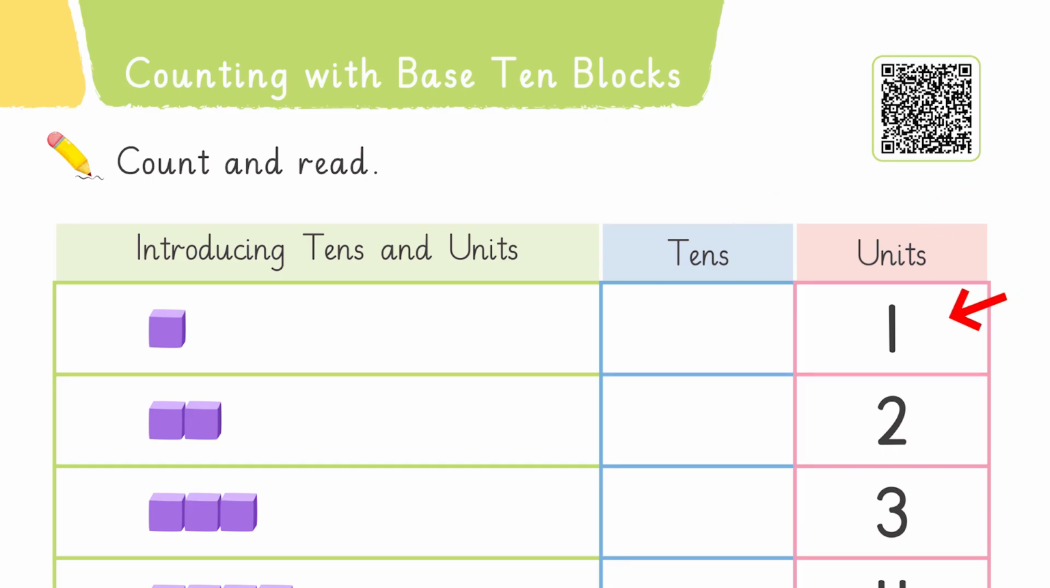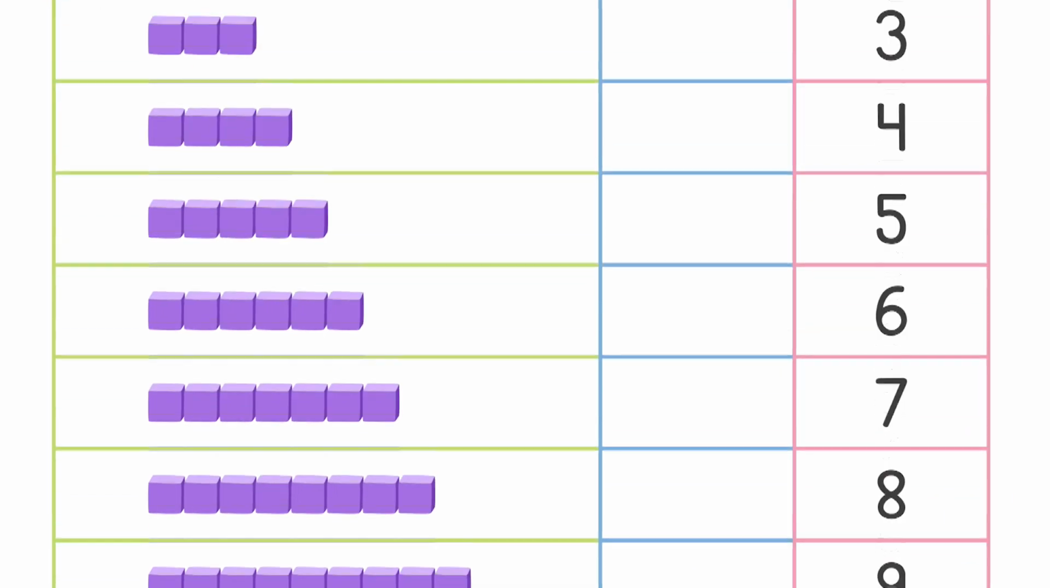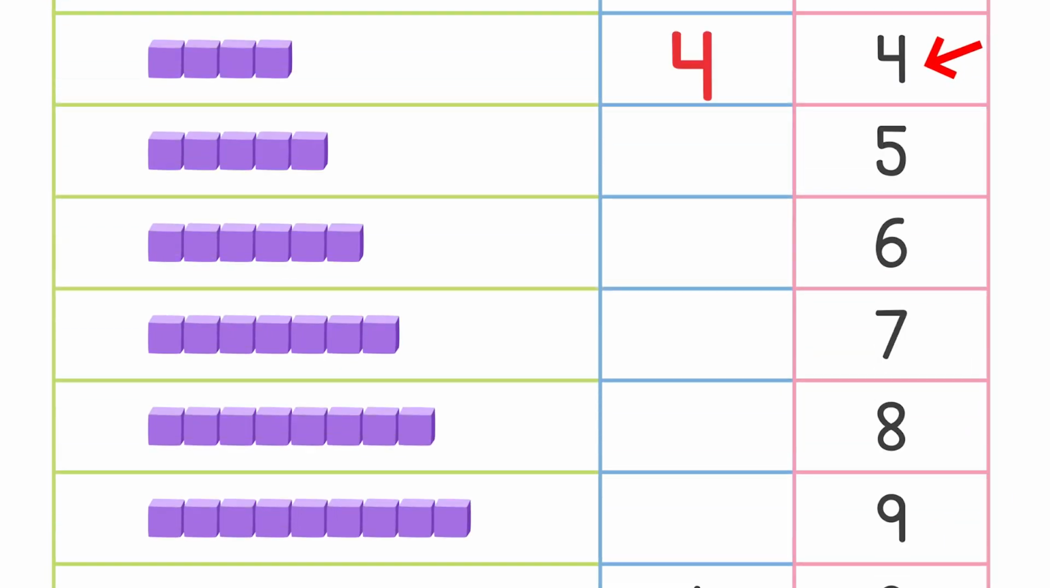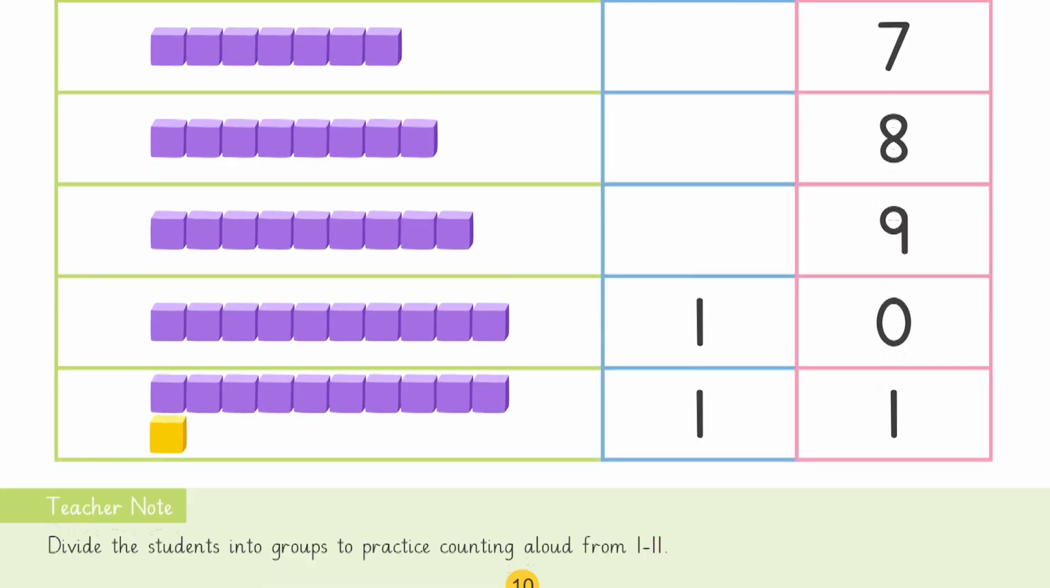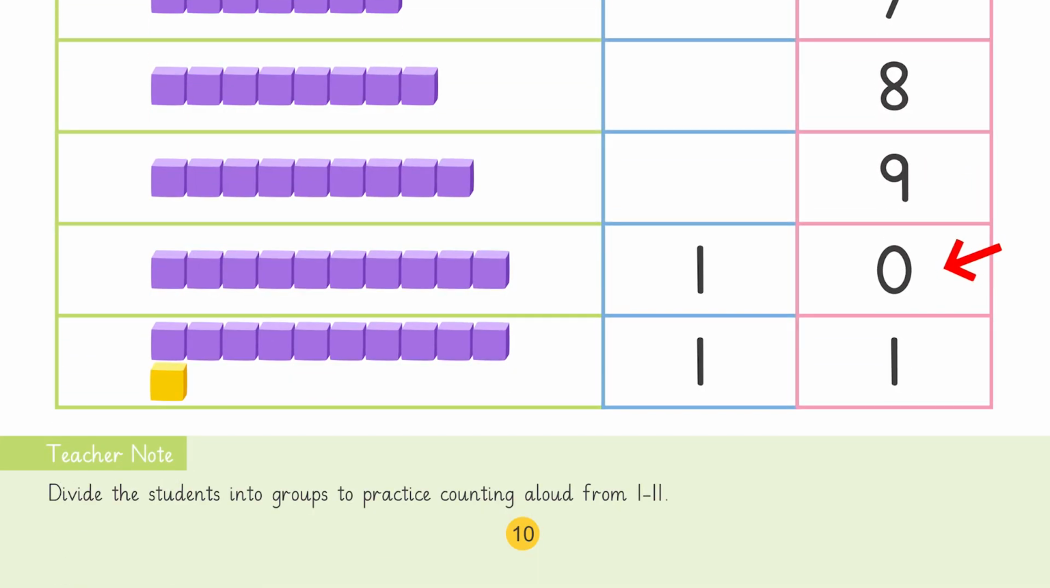So if we have 1 unit, then the number 1 is here. 2 units, number 2. 3 units, 3. 4 units, 4. 5 units over here, 5. 6 blocks, 6. 7 blocks, 7. 8 blocks, 8. And 9 blocks, 9. अब यहाँ पे आ गए हमारे पास 10 blocks. So one group of 10.